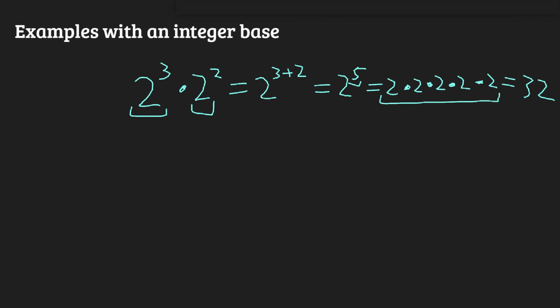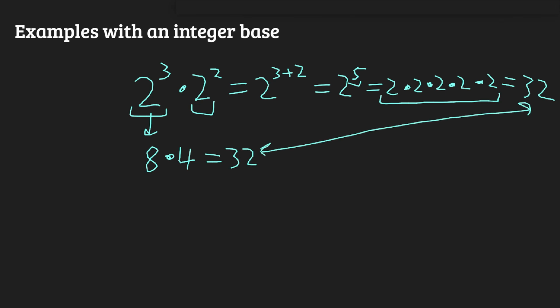Another way to think about this, just so I can prove it to you all: 2 to the power of 3 is 2 times 2 times 2, which is 8, and then times 2 to the power of 2, which is 2 times 2, which is 4. 8 times 4 is 32. So you see here, using our rule, we get the same value.